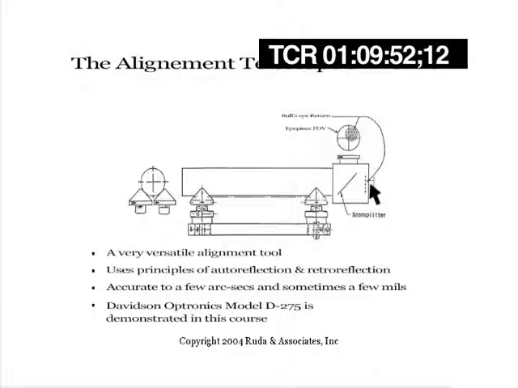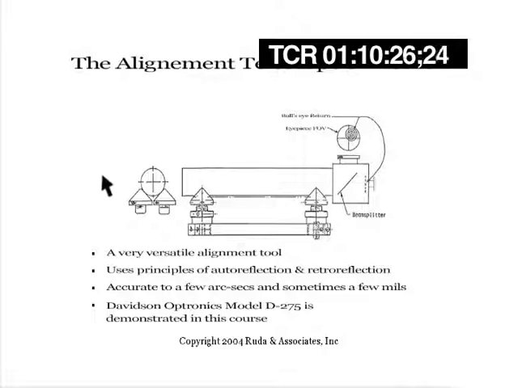If this knob is rotated completely clockwise, then the bullseye pattern will be focused at infinity. If this knob is rotated completely counterclockwise, then the bullseye pattern will be focused a short distance in front of the alignment telescope. In the case of the alignment telescope that we will be discussing, that distance is about 16 inches.